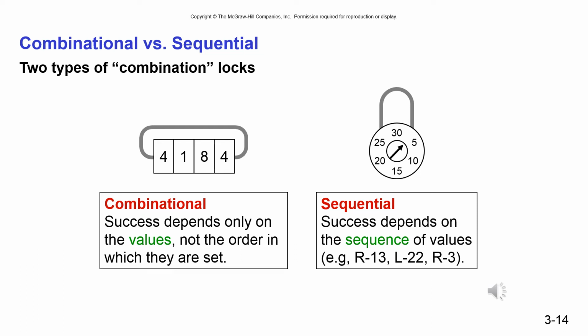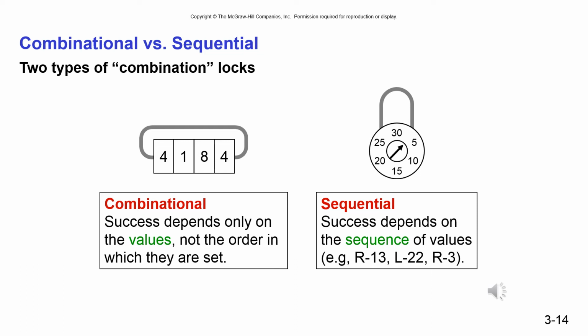Because if you go left to 13, in other words, 14 and then 13, it's not going to unlock. Even if you then go left to 22 and right to 3, it will not unlock. So it's actually based upon the previous state.